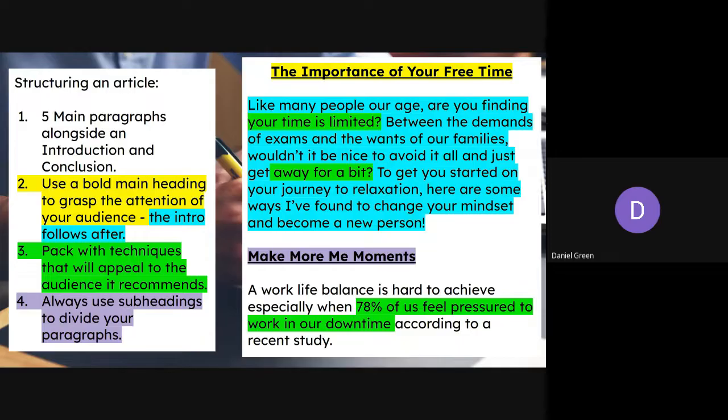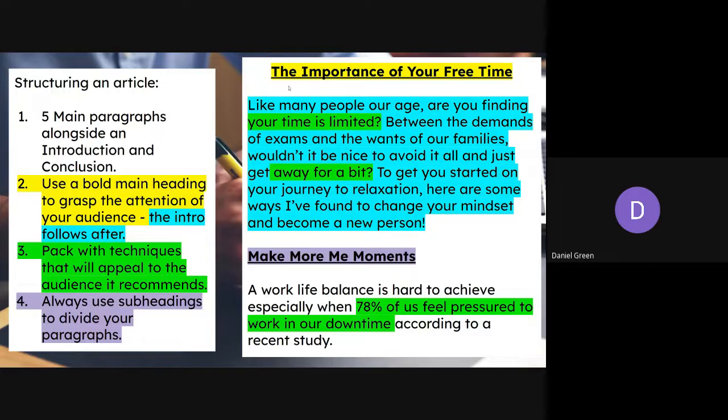Use a bold main heading to grasp the attention of your audience. The intro then follows straight after it. Pack it with techniques that will appeal to the audience that the title of the question recommends, and always use subheadings to divide your paragraphs. This is what separates a talk and an article, is the way you structure it.